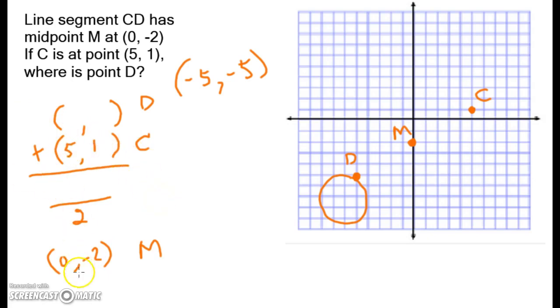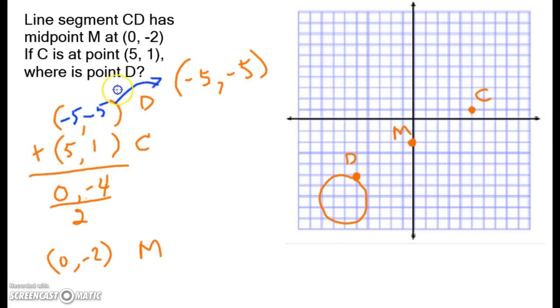Now I'm just going to work this problem backwards. Instead of dividing by 2, well, the opposite of dividing by 2 is to multiply by 2. So I'm going to go backwards and multiply by 2. 0 times 2 is 0, and -2 times 2 is -4. And then I'm just going to keep working backwards. The opposite of adding would be to subtract. So 0 minus 5 is -5, and -4 minus 1 is -5.